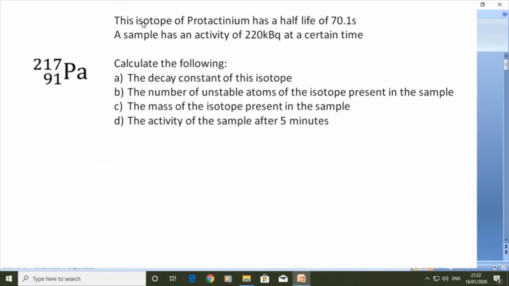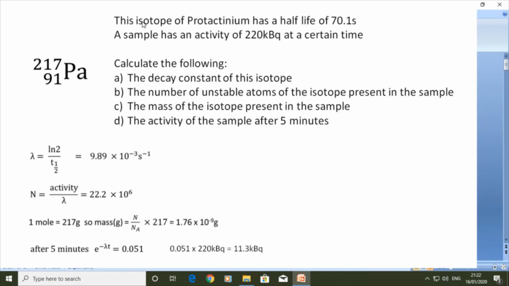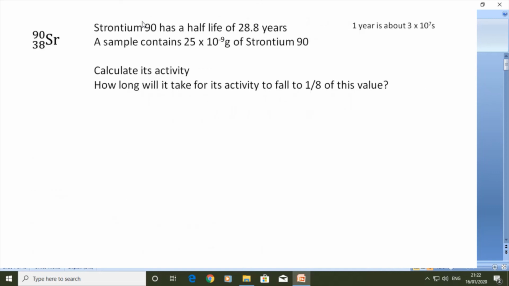Here's an example of a sum that you should be able to do. Have a read of it. Pause the video, have a go, see if you can work it out yourself. And there's the answer. And here's another sum for you to do. Have a read of it, pause the video, work it out.